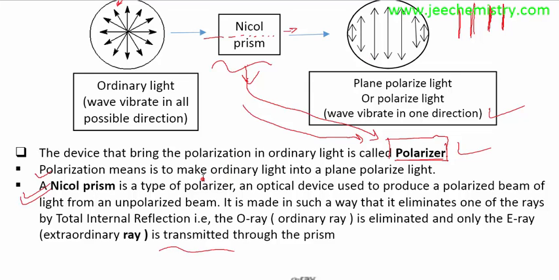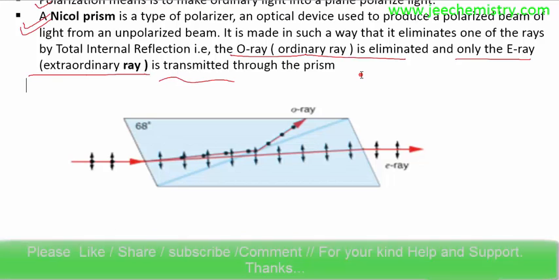Now we understand total internal reflection: by it the ordinary ray is eliminated and only the extraordinary ray is transmitted, and we get plane polarized light. Here we are learning a little bit about what total internal reflection is. Afterwards we will learn it in detail.